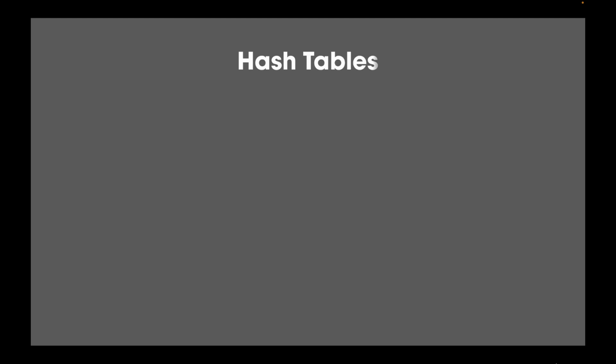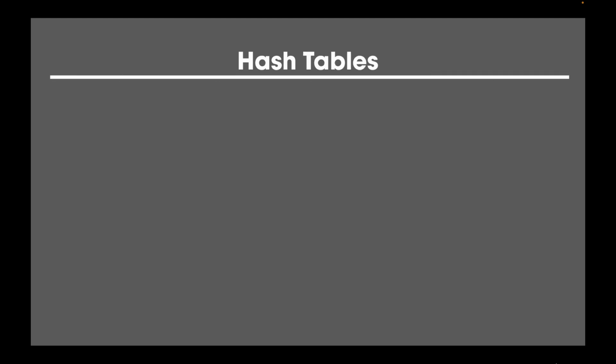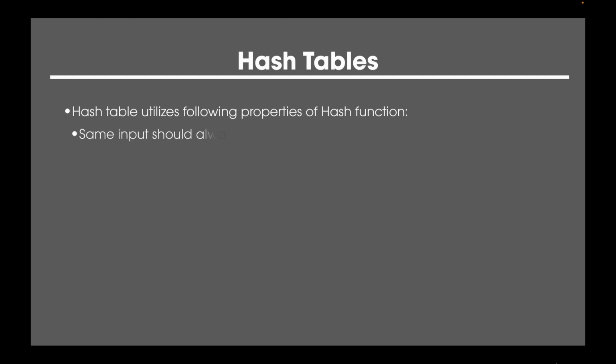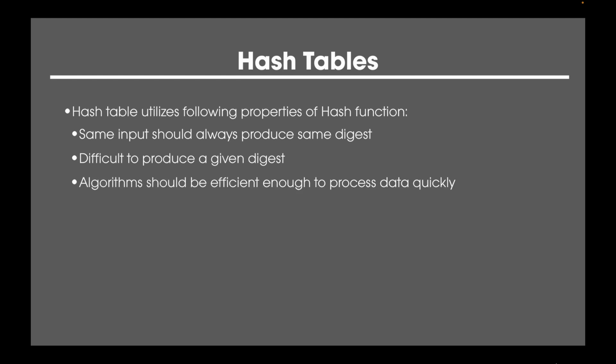At the last, let us revisit the properties of hash function which hash table utilizes. The first property, which is same input should always produce the same digest. Second, it is difficult to produce a given digest. Third, algorithms should be efficient enough to process data quickly.